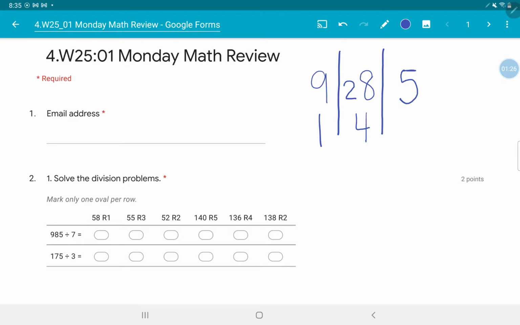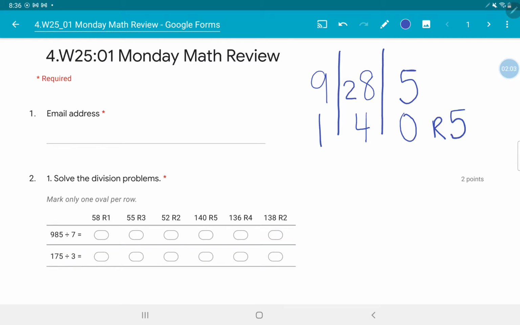How many ones do I have to divide, Cash? 5. Can I put 5 things into 7 groups? No. I don't have enough to give every group one, so it becomes a remainder. So I have 0 ones. And what do I do with those 5, Olivia? You put them as a remainder. They're the remainder. So the answer to 985 divided by 7 is 140 with a remainder of 5.